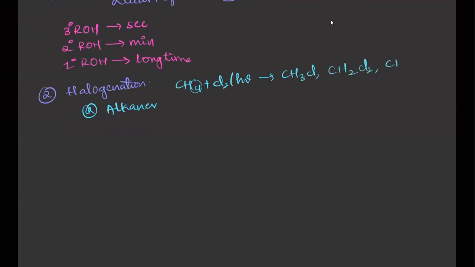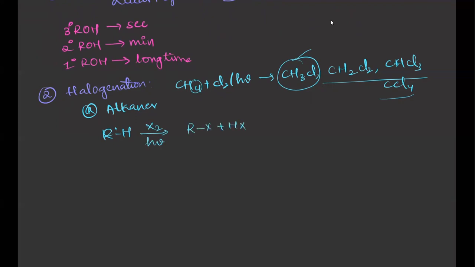CH2Cl2, CHCl3, CCl4, and this variety of compounds, the major one being CH3Cl here. Of course, all of them are going to be formed. Let's take an arbitrary alkane, it's better to take an arbitrary one. X2 in hv, that's sunlight. It's going to form RX plus HX. And this reaction is going to be a free radical substitution reaction.